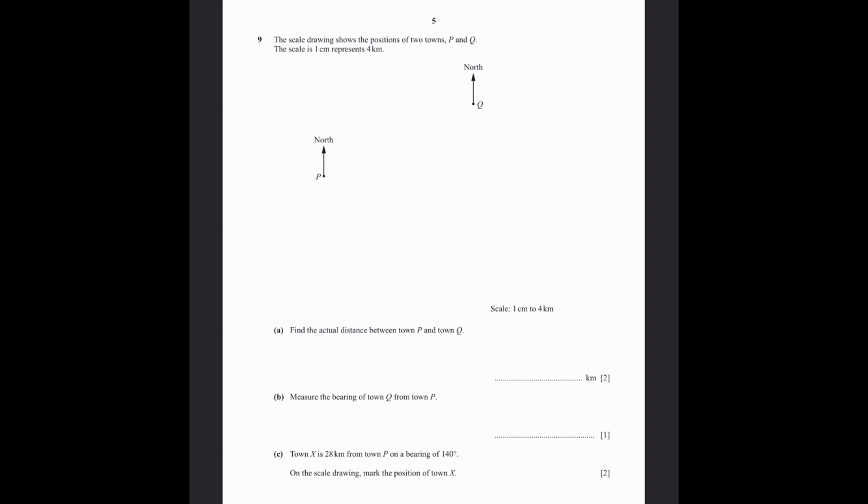Question 9. The scale drawing shows the positions of two towns P and Q. The scale with 1 centimeter represents 4 kilometers. A. Find the actual distance between town P, which is here, and town Q, here. So if you want to do this, we take the length of this. And if you measure it with a ruler, the answer will be 8.2 centimeters in length. Then they ask the actual distance, which means we need to give it in kilometers. So 8.2 multiplied by 4, which is equal to 32.8 kilometers.